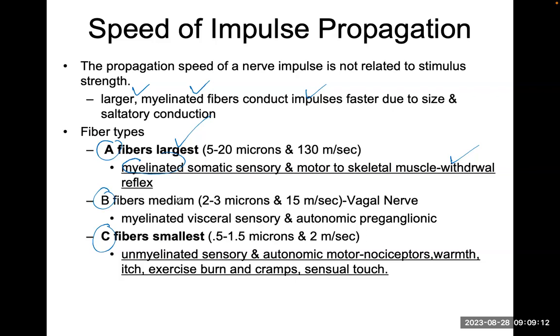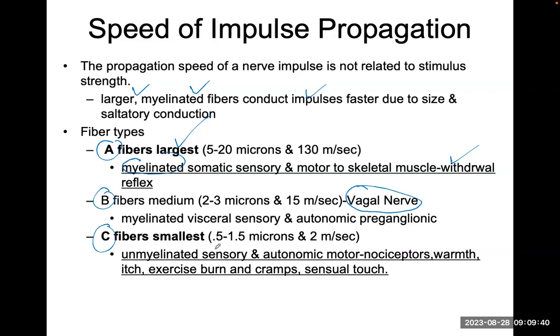The B fibers are also myelinated, but these are to the viscera, to the organs: visceral sensory and autonomic preganglionic. Here I think of, let's say, a vagal nerve. When you're scared or you're nervous and you have to run to the bathroom, or your heart rate goes up, or you're exercising and then your breathing increases, these are B fibers. These are autonomic.